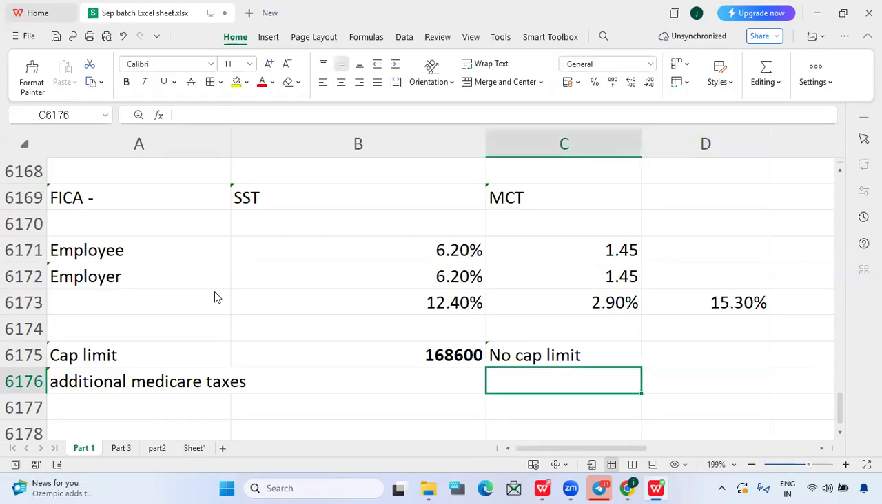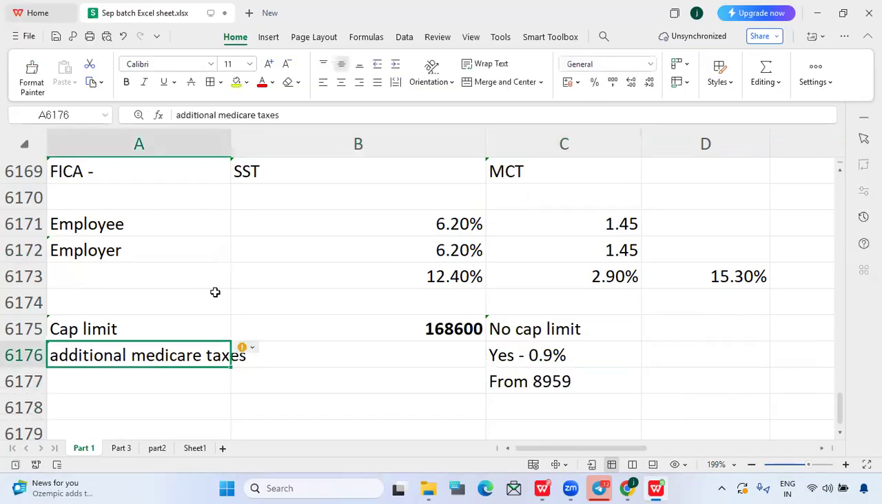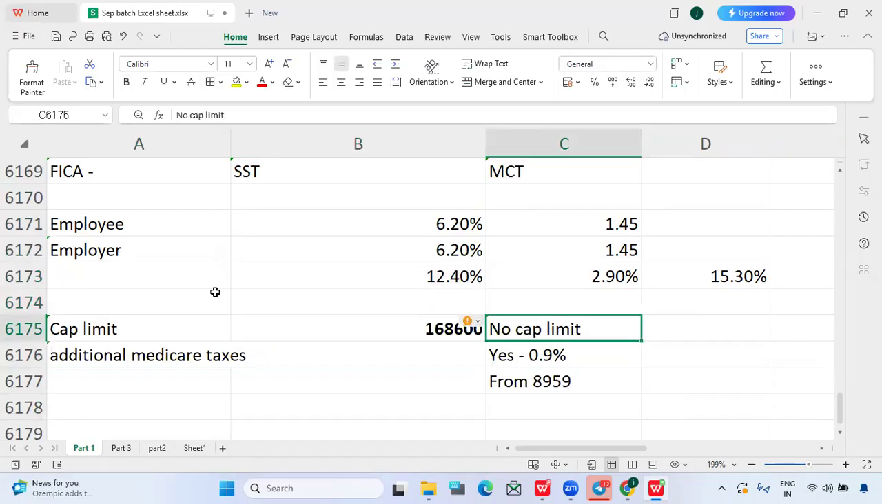So yes, we have additional Medicare taxes. How much percentage? 0.9 percentage. For this additional Medicare tax, we have some calculations, which we can see on Form 8959. What you must remember is this 168,600 and also this 0.9 percentage, which is the additional Medicare tax.